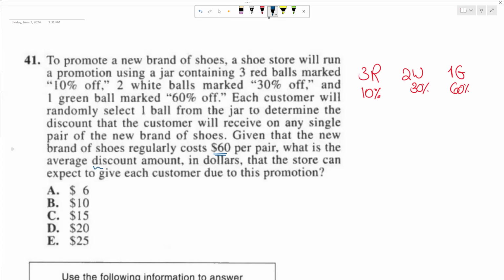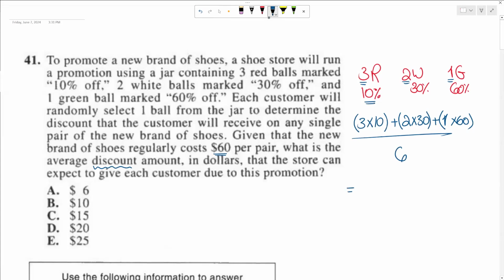The discount amount, how much will be off. So this is similar to just that the 10% is repeated 3 times. So it's like 3 times 10 plus 2 times 30 plus 1 times 60, because every one of those we multiplied by the number of times it's repeated. And then over the overall number of balls in this jar. How many are there? If you count, you'll count 3 plus 2 plus 1. That's a total of 6. That would get you the percentage discount.